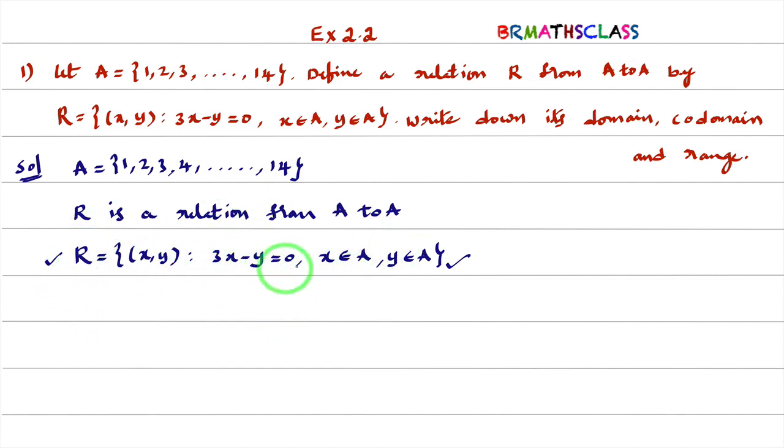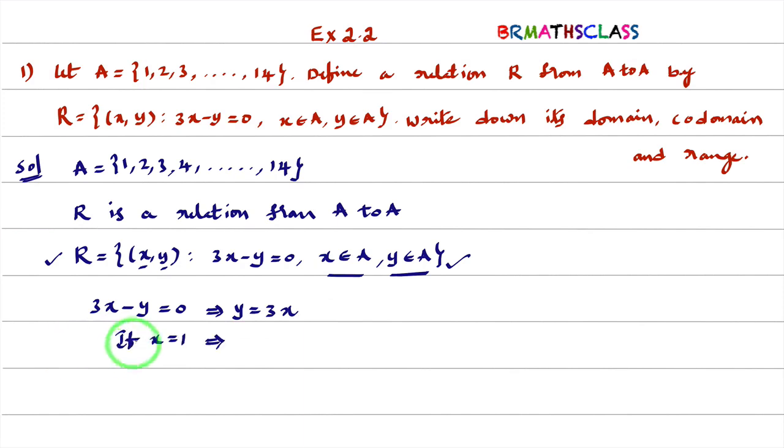The main thing in this is 3x minus y equals 0. From this, what is y? You take y to this side, what will you get? You will get y equals 3x. Here, the important point is x must be present in set A, and y is also present in set A. Remember that. This x is in set A, this y is also in set A. I need to find ordered pairs which satisfy this equation. So I'll start with x values in set A.